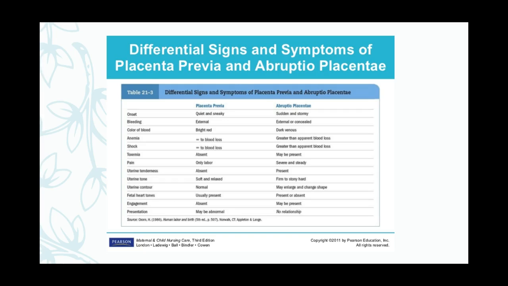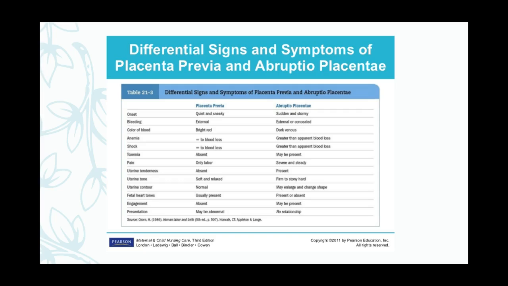Here is a table that comes out of your book. This is table 21-3, and these are the differential signs and symptoms of placenta previa and abruptio placenta. So let's talk about those really quickly. For placenta previa, the onset is very quiet and sneaky. Bleeding is usually seen externally. The color of the blood is very bright red. And these people can show signs and symptoms of anemia and shock.